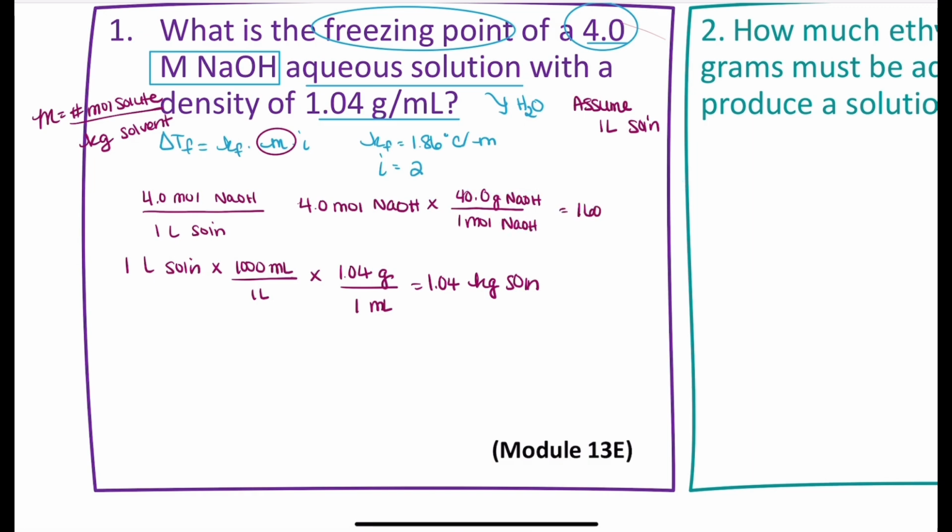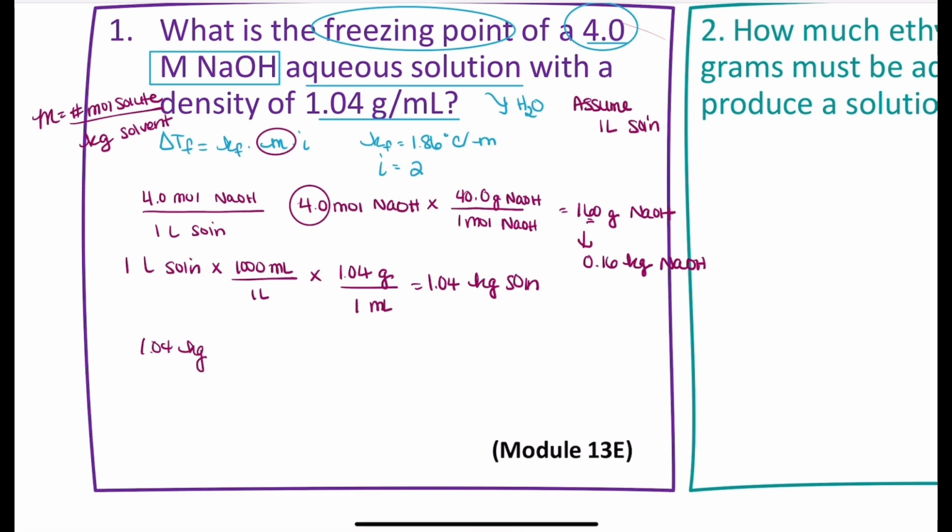That gives me 160 grams of sodium hydroxide if I had a 4 molar solution. So I know, two sig figs, by the way. Two sig figs are here. That 0 is not significant. Two sig figs in this question because of the 4.0 here. So I know I have 0.16 kilograms of sodium hydroxide, and 1.04 kilograms of solution.